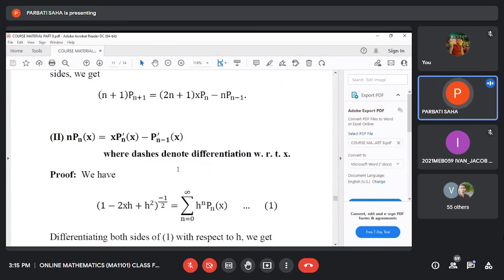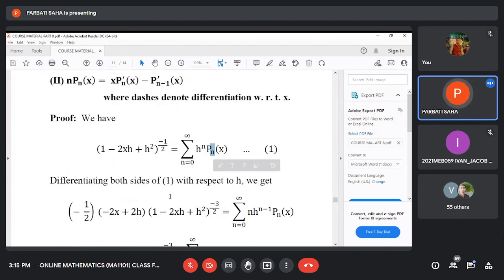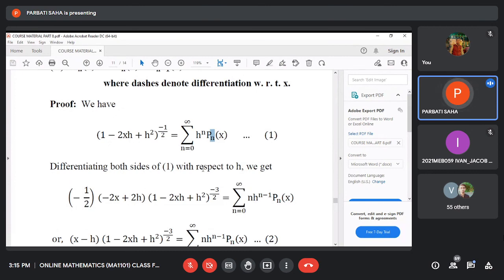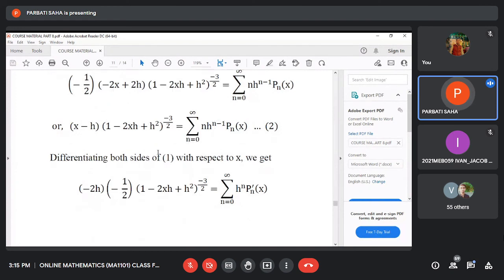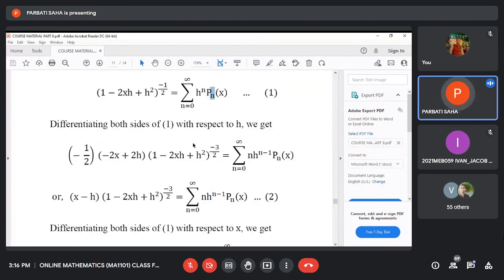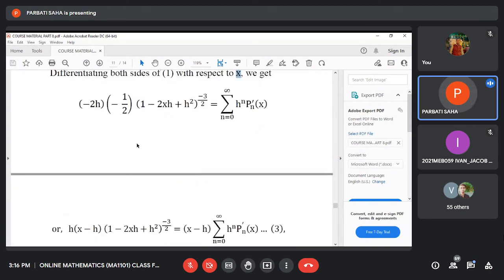Another problem: we again start with this series, which is the generating series, and then you differentiate both sides with respect to h, and then you will obtain this. After that, differentiating both sides of 1 with respect to x. Here you differentiate 1 with respect to h. In the second case, you differentiate both sides of 1 with respect to x, and then you will obtain this. After that, you multiply both sides by x minus h.